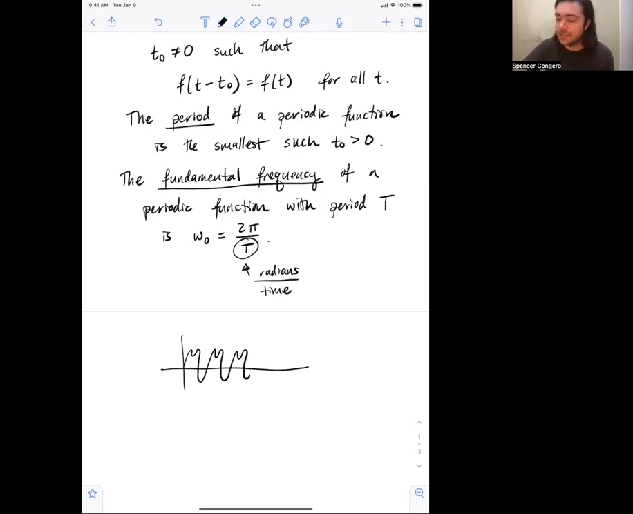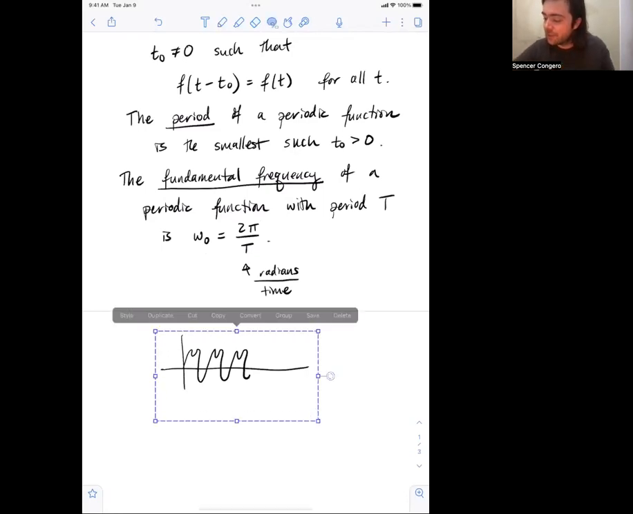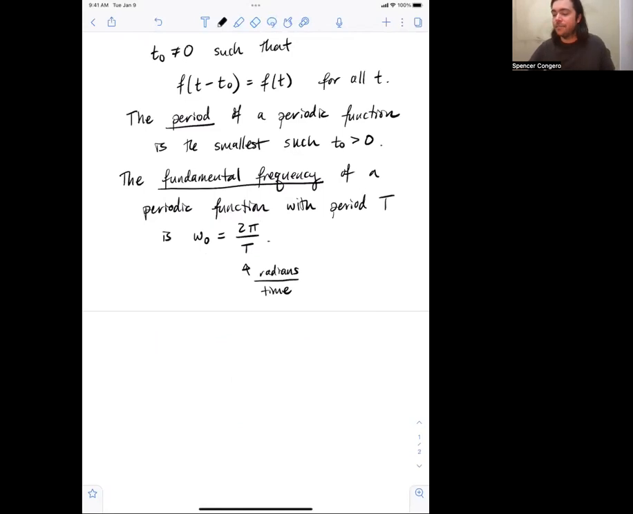So if I decrease the period T, then the fundamental frequency is going to increase. And you can see that here it's oscillating more quickly. The frequency with which it's oscillating is faster. Okay, so that inverse relationship between frequency and period is going to come up a few more times in this class, so I thought I'd point it out.